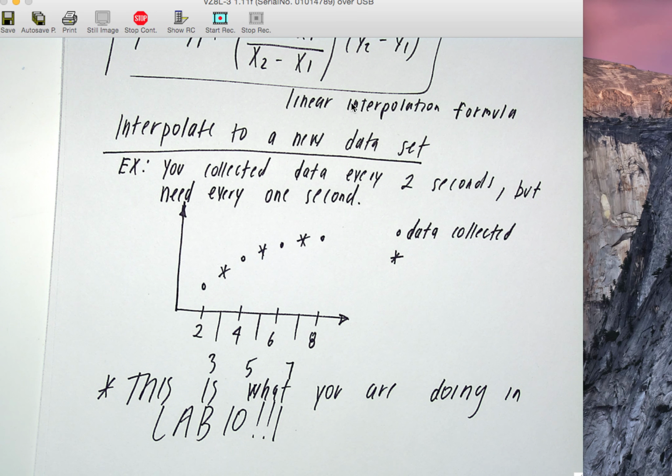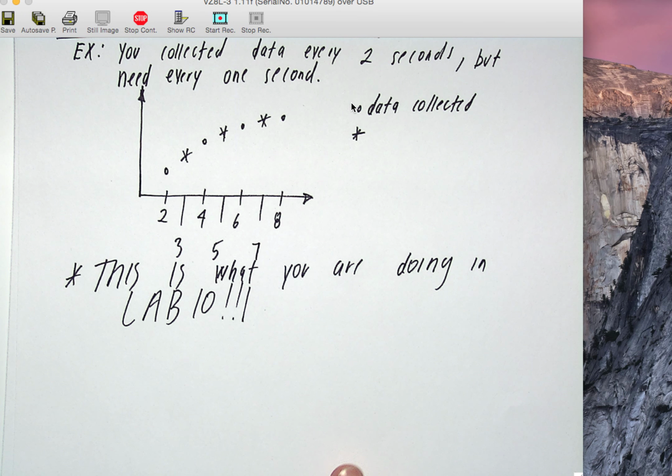So this is lab 10. That's the algorithm that you're going to be writing. You're not going to be writing the function that I just wrote on MATLAB just now. That's just a small piece of it. So I have an example to show you how to do the algorithm.